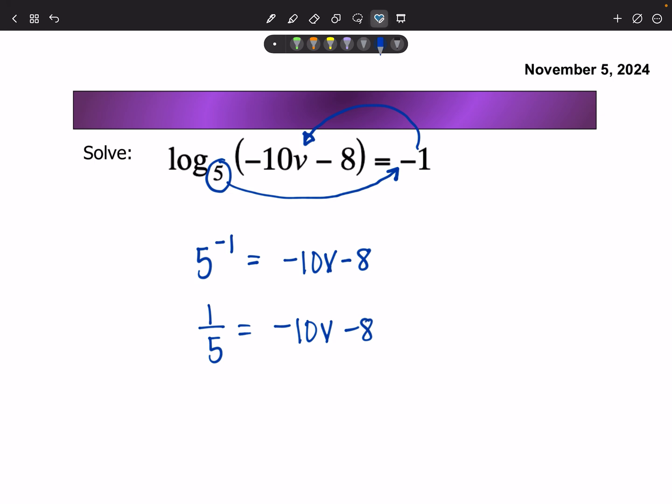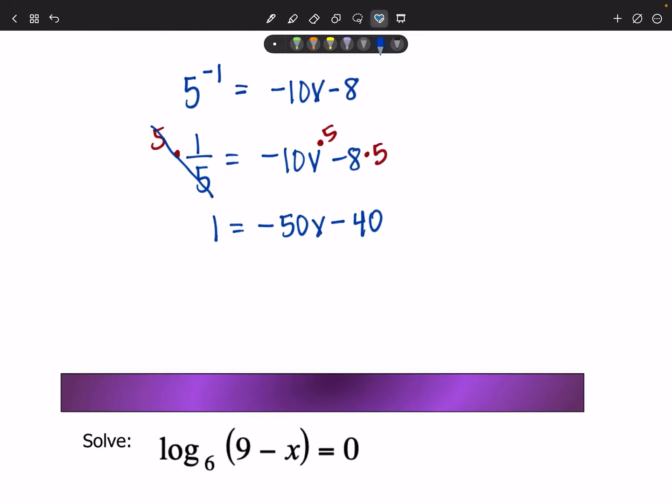And I'm going to show you something nifty here when it comes to clearing a fraction. So I have this fraction. I want to get rid of that fraction, and I've got 3 terms in the equation. I'm going to multiply each one of them by 5. Multiply by 5, multiply by 5, multiply by 5. So the 5's cancel out, and I get 1 equals negative 50v minus 40.